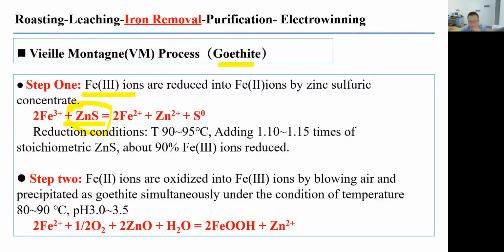We are using concentrate for reduction, and we are producing ferrous ion and elemental sulfur. And after that, when the ferric ion concentration is low enough, or when it reaches the criteria for the precipitation of goethite, we are oxidizing this ferrous ion slowly, and the oxidation speed of ferrous ion equals the precipitation speed of goethite. And with this controlling step, we are producing goethite precipitation.